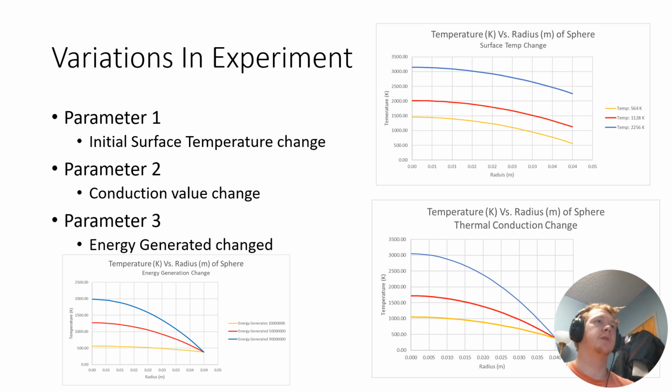Moving on to parameter 2, thermal conduction change. This could mean the changing of the material. This one was very interesting. At the bottom right hand corner, you can see that no matter how hot you start, it will always come to the same temperature at the end. For parameter 3, this is energy generation change. Similar to conduction value change, no matter how hot you start, it will always come to the same temperature at the end.